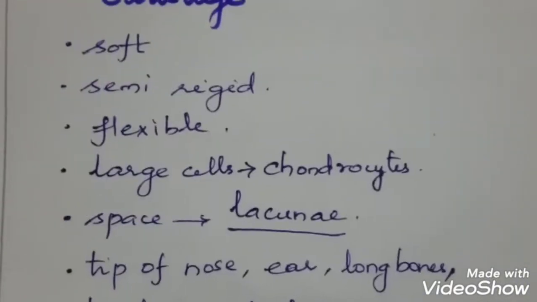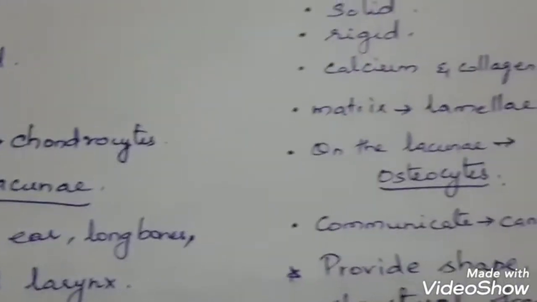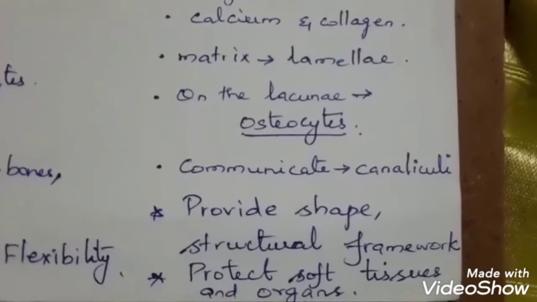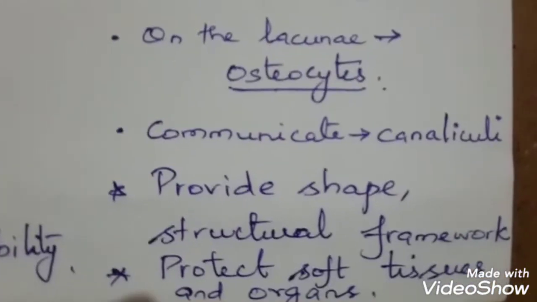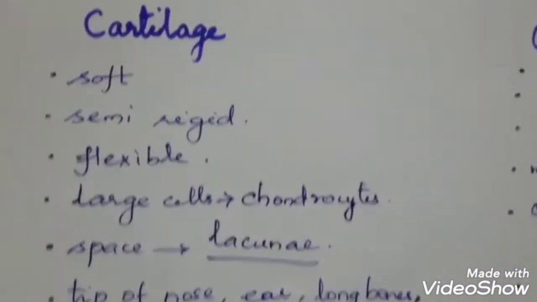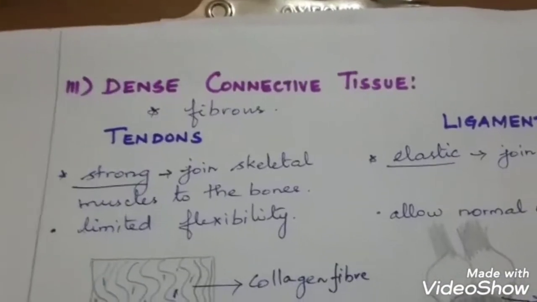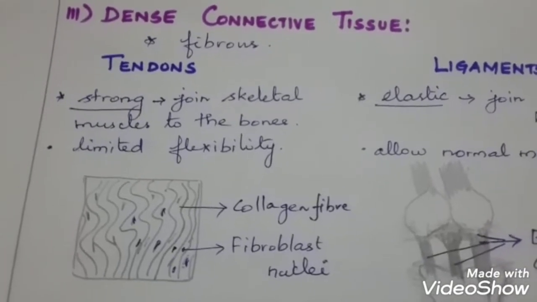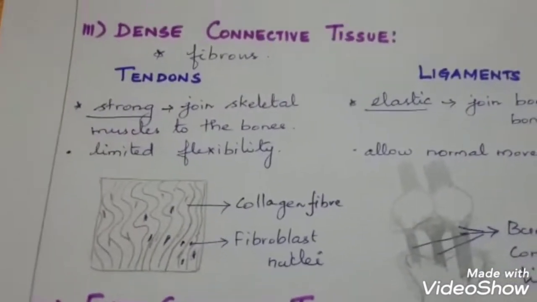This cartilage lies on the tip of the nose, ear, long bones, trachea and larynx. These bones provide shape and give a structural framework for all living organisms. They protect soft tissues and organs. These cartilages provide support and flexibility. The third connective tissue is dense connective tissue. These are of two types. They are fibrous in nature. Tendons and ligaments are the types of dense connective tissue.